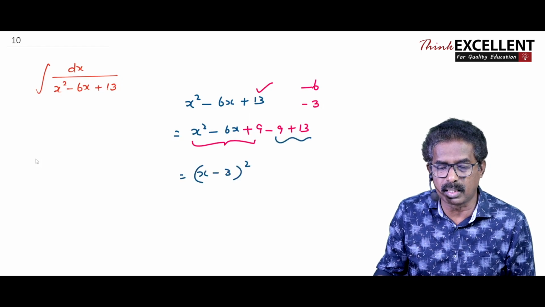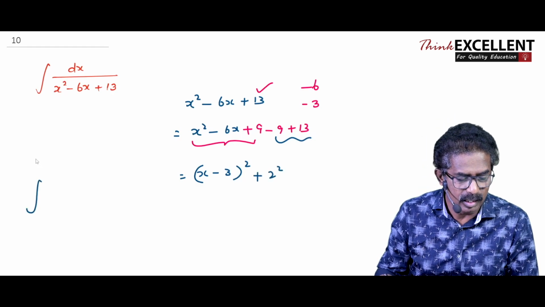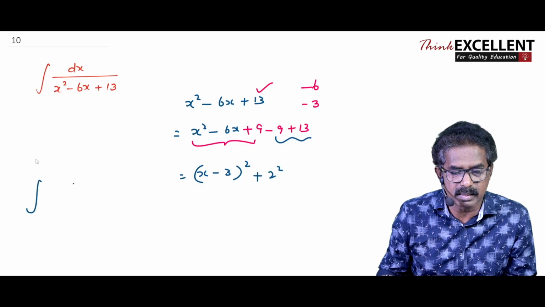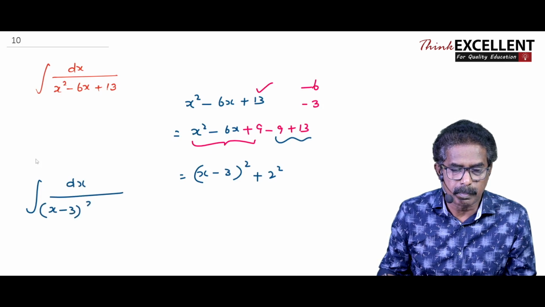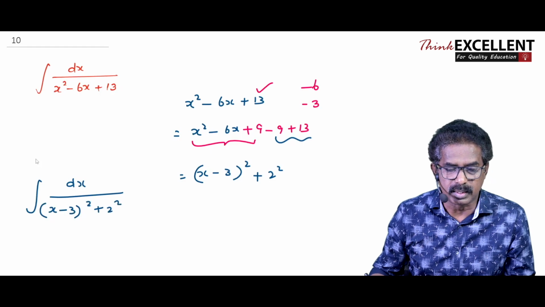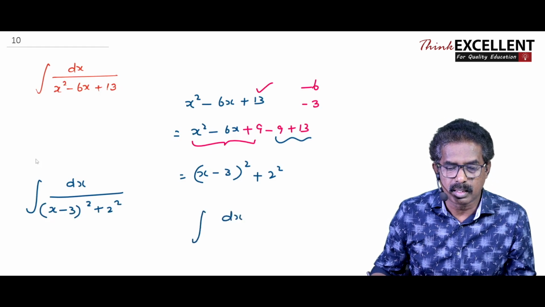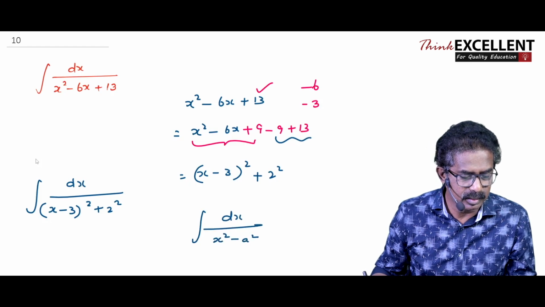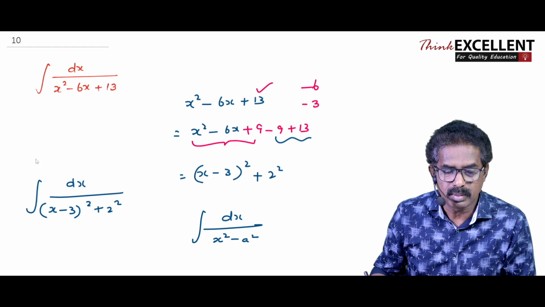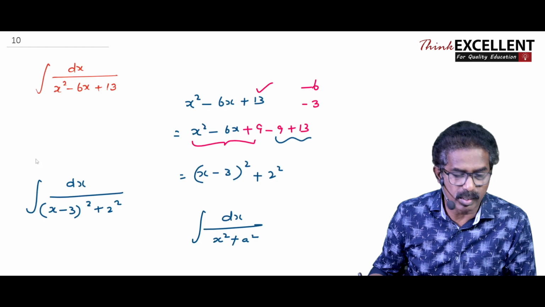Last 2 terms together, 13 minus 9 is 4, and the 4 is 2 square. So you are getting integral dx by (x minus 3) the whole square plus 2 square. This is of the type integral dx by x square plus a square. How can you simplify this?